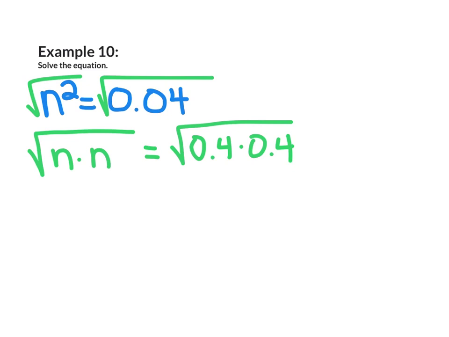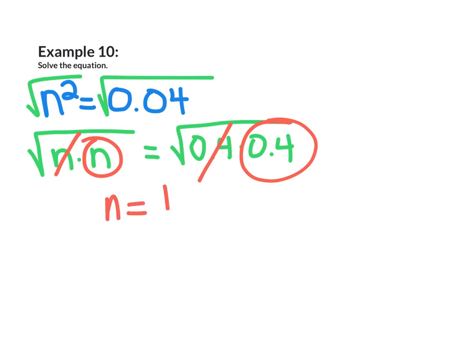Now I have my twins again. So one dies, one escapes. One dies, one escapes. So my answer is going to be n equals plus or minus 0.2.